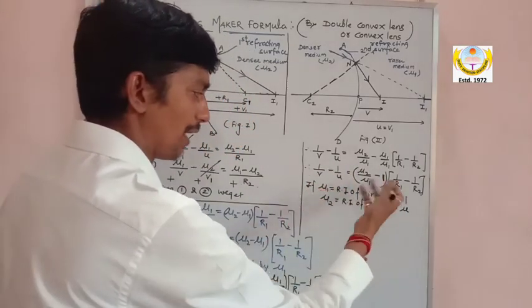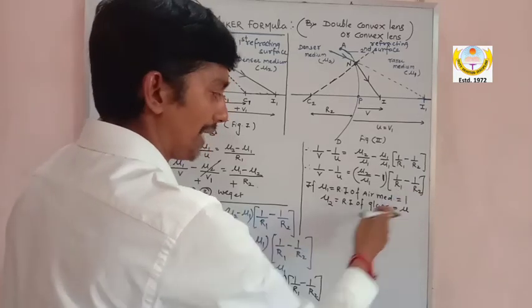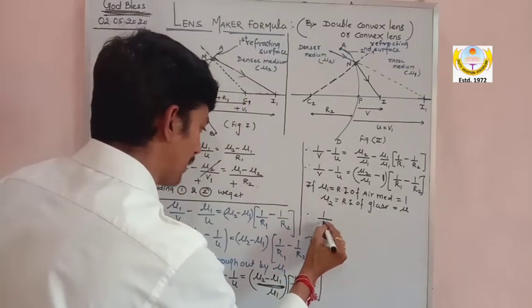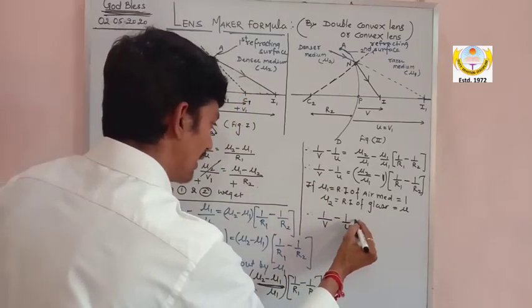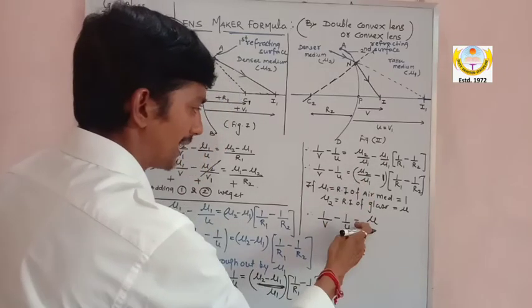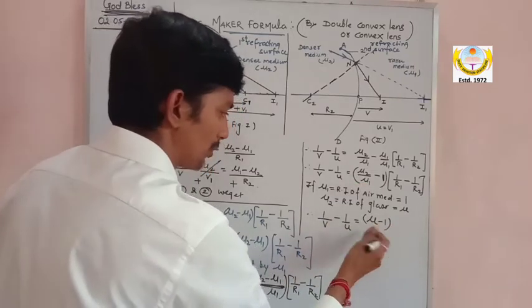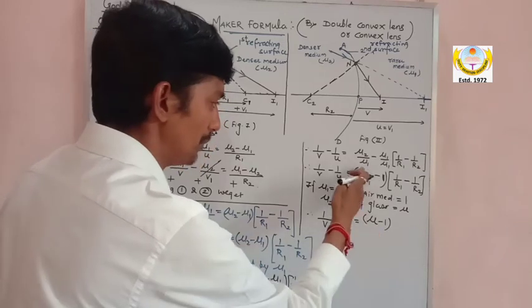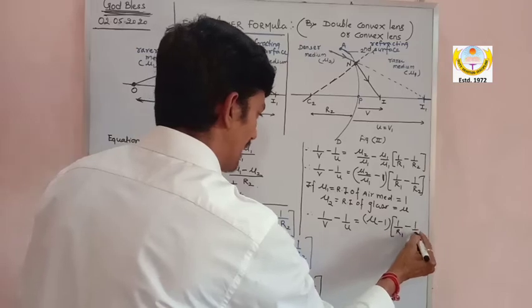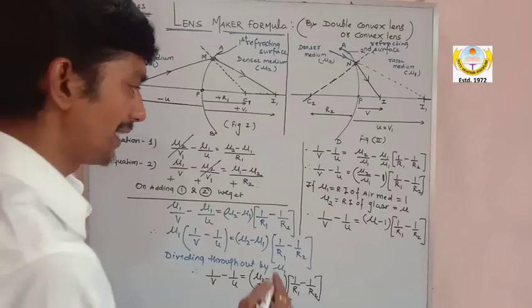See, if mu1 is the refractive index of air medium and mu2 is the refractive index of glass, so if it is air medium mu1, it is 1, and if it is glass, it is mu. So what will be the answer? This will be 1 upon v minus 1 upon u is equal to, my dear, mu2 is taken as mu, and mu1 is 1. So this will be mu upon 1, no need of writing upon 1. So this is mu minus 1, and here it will be 1 upon R1 minus 1 upon R2. So simple.